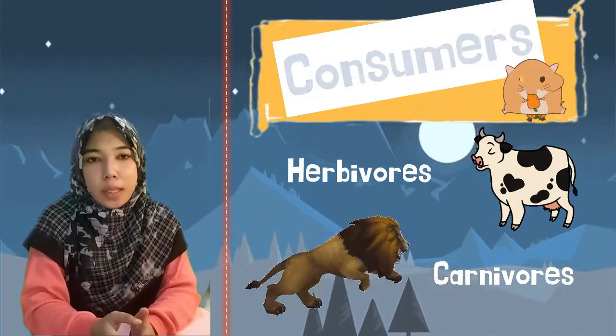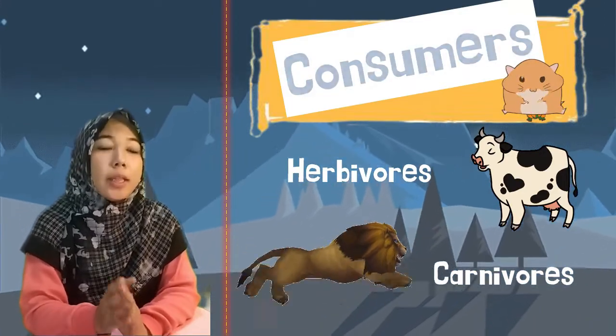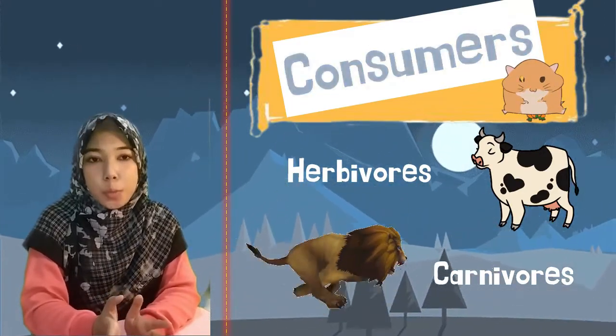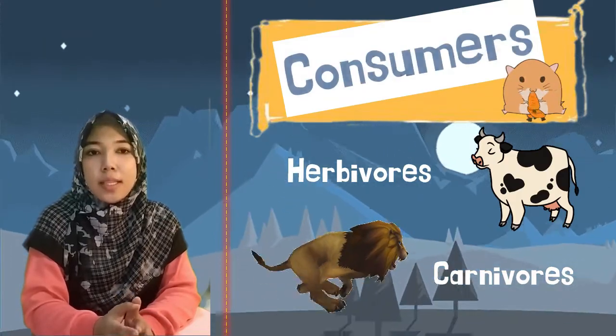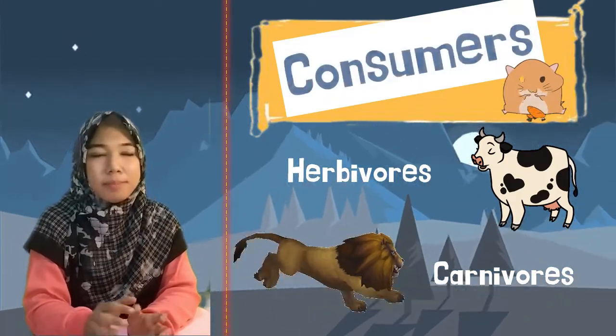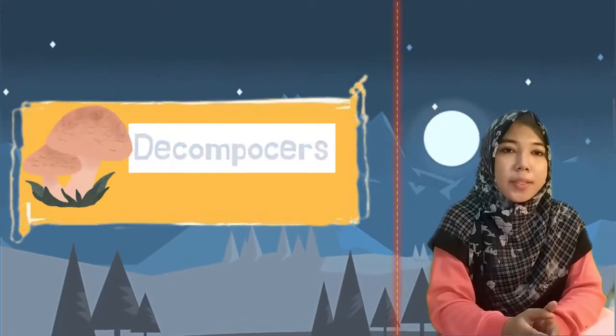The second trophic level includes organisms that eat producers. Therefore, primary consumers or herbivores are organisms in the second trophic level. And the last is decomposers.